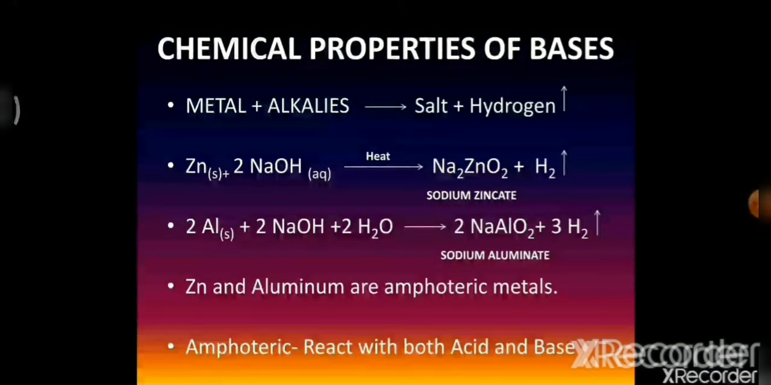Students, these zinc and aluminium metals are known as amphoteric metals. Do you know why? Because they react with acids as well as bases and release the same type of gas, that is hydrogen gas. Due to that, they are called amphoteric metals.